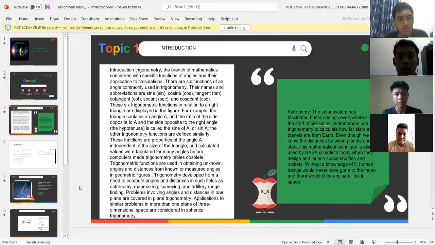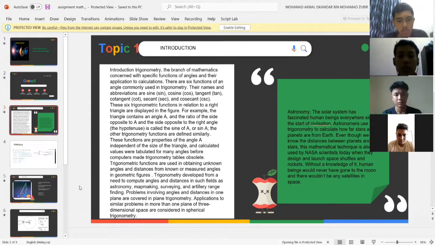The ratio of the side opposite to A and the side opposite to the right angle, the hypotenuse, is called the sine of A or sine A. The other trigonometric functions are defined similarly. These functions are properties of the angle A, independent of the size of the triangle. Calculated values were tabulated for many angles before computers made trigonometry tables obsolete. Trigonometric functions are used in obtaining unknown angles and distances from known or measured angles in geometric figures.